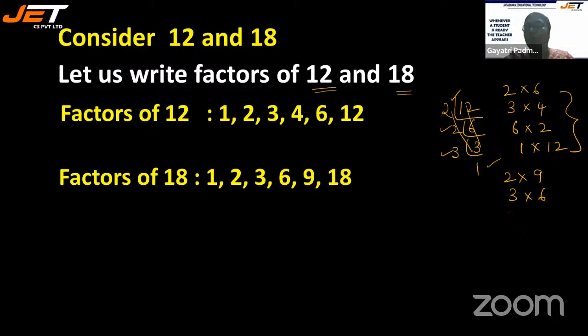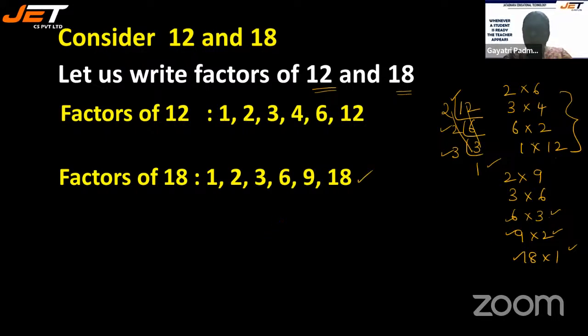4 will not go, 5, 6. Okay, 6 3s are 18. Then 7, 9 2s are 18. Right? And 18 1s are 18. So we have 1, 2, 3, 6, 9, and 18 without repetition. So that is how we have here.